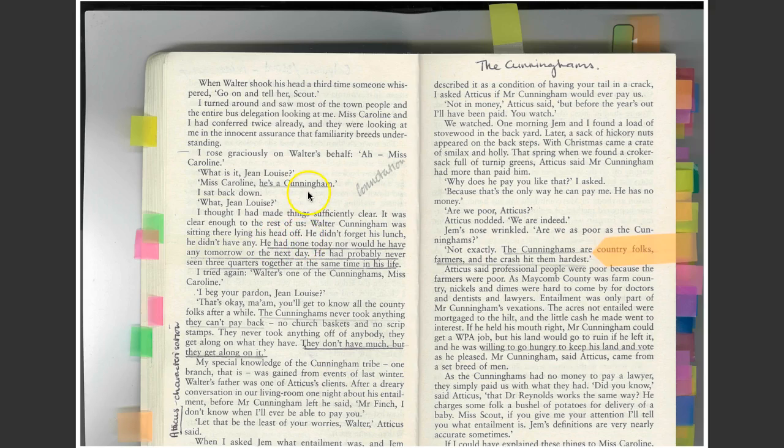And she makes the comment because Miss Caroline tried to offer Walter money, and Walter obviously refused. "He had none today, nor would he have any tomorrow or the next day. He had probably never seen 3 quarters together at the same time in his life." So just showing how impoverished his family was, and the kind of family they were, in which she says, "the Cunninghams never took anything they can't pay back. They don't have much, but they get along with it."